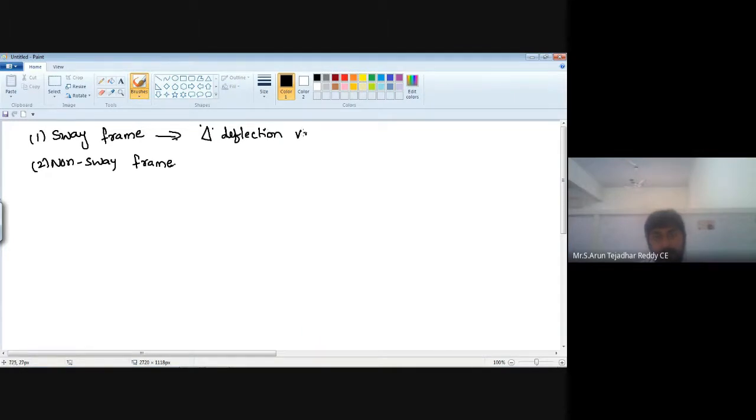Here the deflection is not equal to 0. Here we will have some deflection value. What the value of deflection is will be found based on the given problem. And in the non-sway frame, deflection is 0. If the problem gives a deflection value, then we can take that value of deflection. Otherwise deflection is always 0 in the non-sway frame.